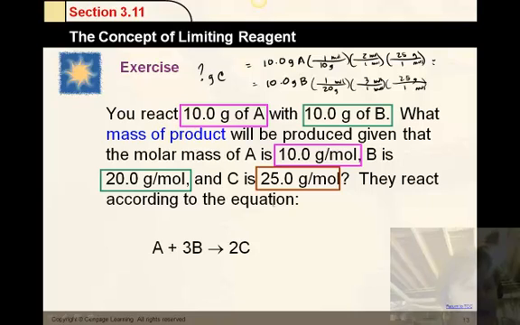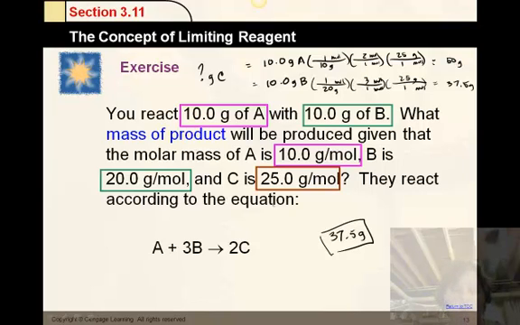When I work it out, I get 50 grams of C from A, and I get 37.5 grams from B. So 37.5 grams is the maximum amount I am able to produce, because there was a certain amount that was unable to be produced because I didn't have more B. B is the limiting reactant.